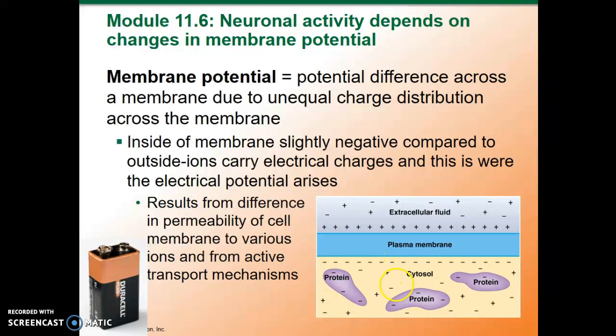These ions carry electrical charges, and this is where we get this electrical potential. There is a difference. The membrane potential says there is a difference across the membrane, an unequal charge distribution. And this is due to the cell's permeability to various ions. The membrane is a little bit like a battery, in that it has potential energy that can do work.